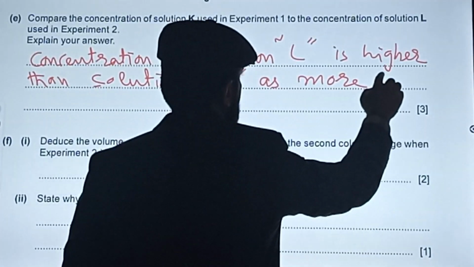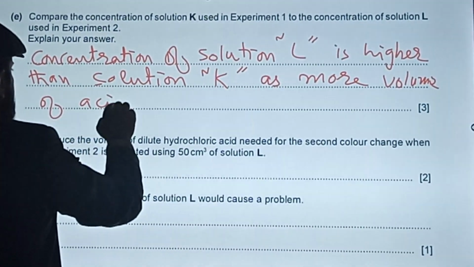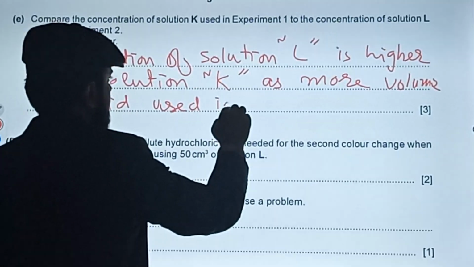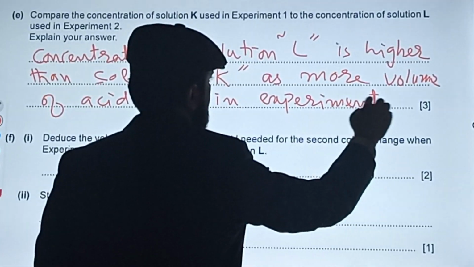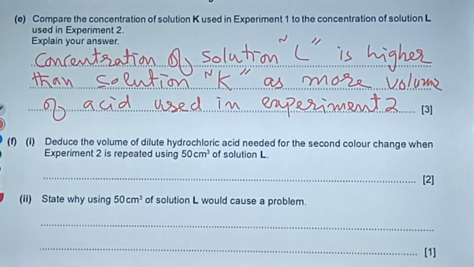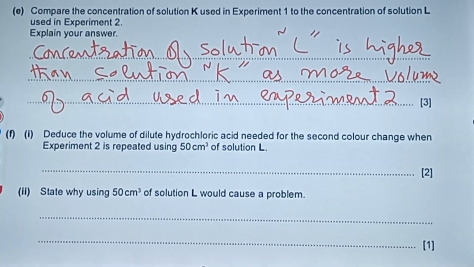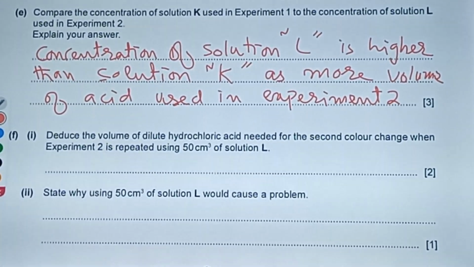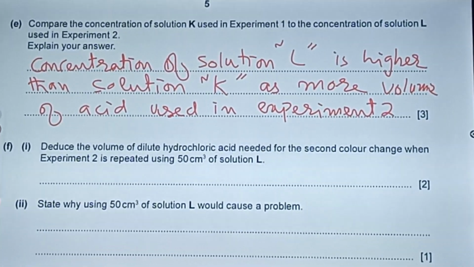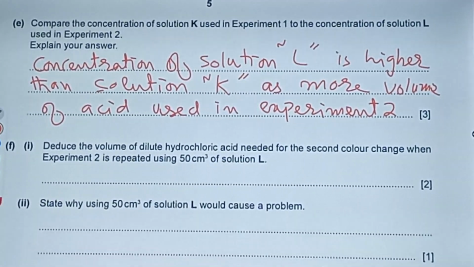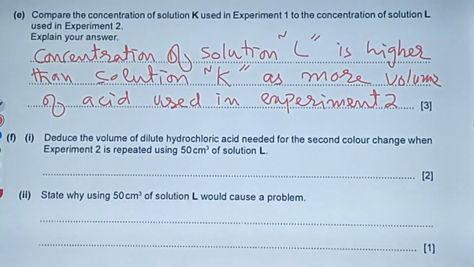more volume of acid used in experiment 2, or any other similar word that gives you the idea that more volume was used, that indicates that the concentration of the alkali was more in experiment 2. Then he says deduce the volume of dilute hydrochloric acid needed for the second color change when experiment 2 is repeated using 50 centimeter cube.